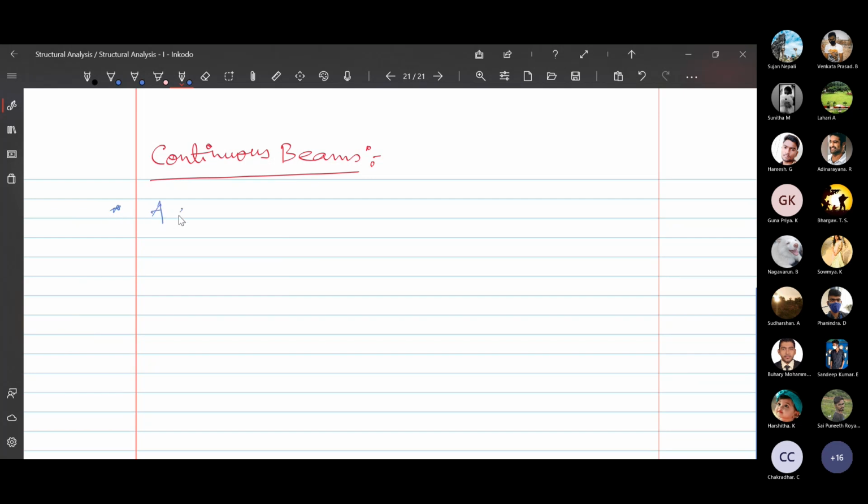A continuous beam is one which is supported on more than two supports. Okay.